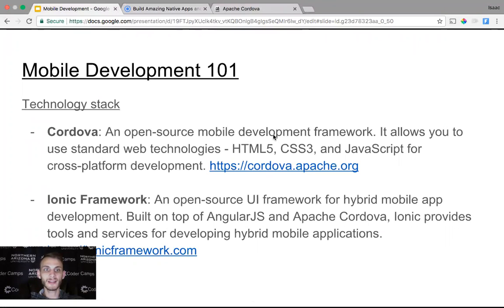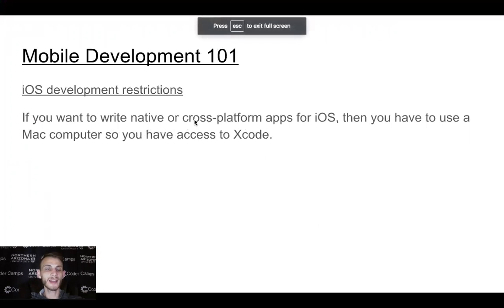Let's talk about one restriction, okay? It has to do with iOS development. If you want to write a native or cross-platform app for an iOS device, then you have to use a Mac computer to have access to Xcode. As you know, Apple is very exclusive in their products, and this goes for their developers. So if you have to have an iOS app, then you're going to need to make sure that you have the appropriate machine. That being said, today we're going to be building an Android app, and that way everyone can build it, whether or not they have a Mac or a Windows.